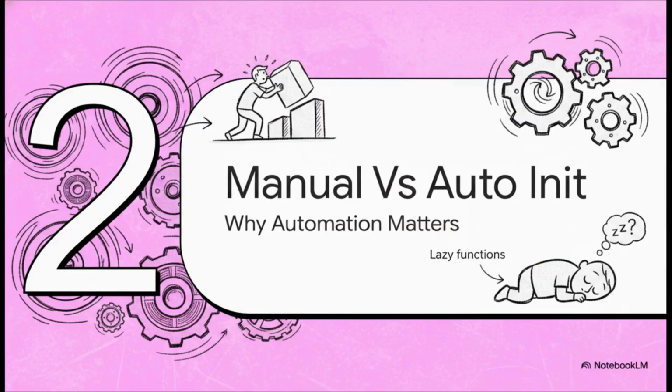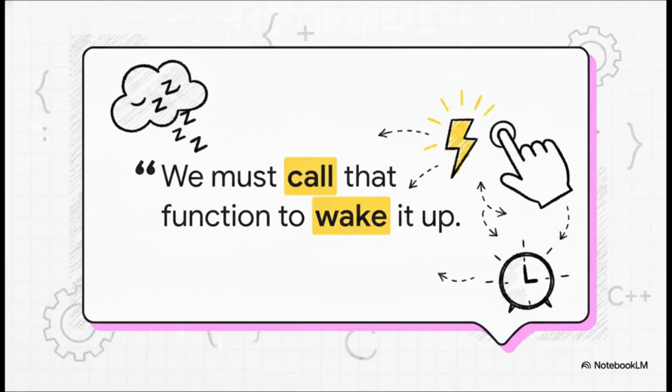All right, let's move right into Section 2, manual versus automatic initialization. Why do we even need a special function to do things automatically? Well, to be honest, standard functions are kind of lazy. When we just write a function inside a class, it just sits there. It's merely a definition waiting around. To make a normal function work, we have to manually call or invoke it to wake it up. If you don't explicitly poke that function and tell it to run, it's just going to stay asleep forever.